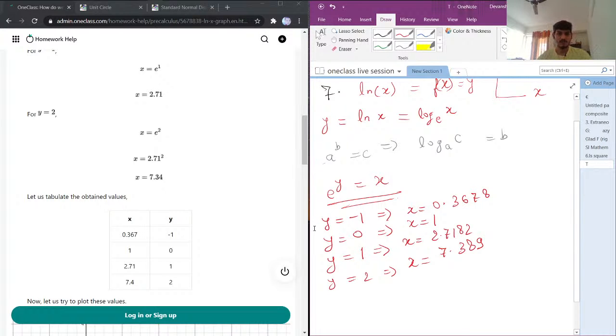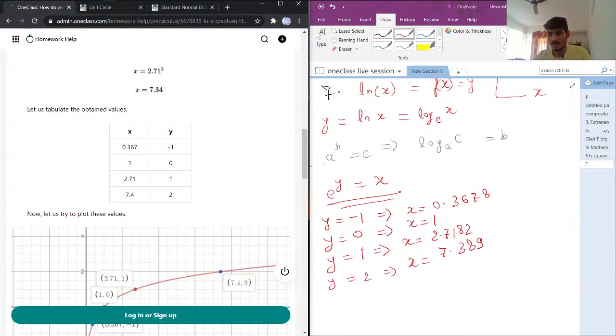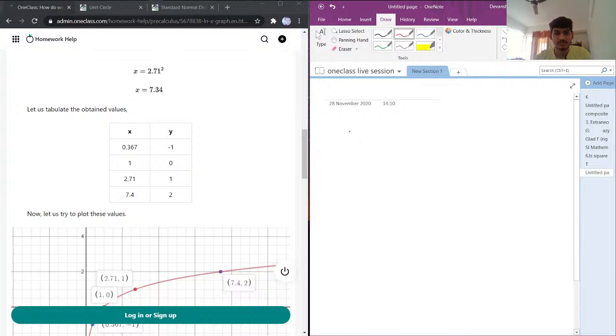For y equal to -1, we have x equal to 0.3678. For y equal to 0 we have 1. For y equal to 1 we have 2.71, and for y equal to 2 we have 7.38. So, okay, no problem. The solution is a bit approximated. Now it is a better idea to draw this kind of table. I'll go to another page and draw this table.